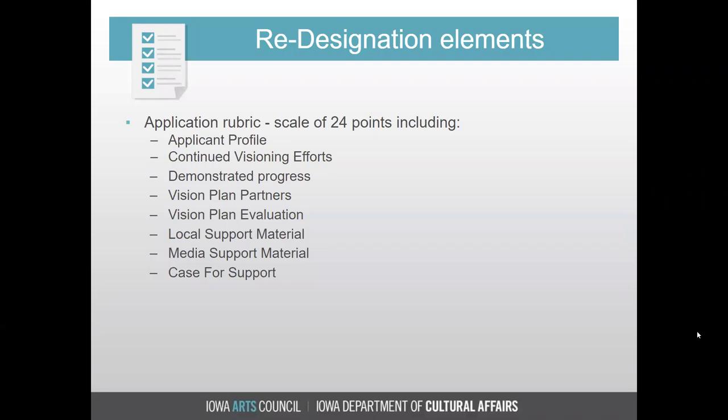And for those attending today's call who are seeking redesignation, just a point of clarification. There is a separate scoring rubric below the new designation scoring rubric on the same guidelines page. Although it's very similar, elements of this rubric for redesignation ask the applicant to demonstrate their ability to actively steward the designation, as well as demonstrated progress in visioning activities and project implementation efforts. So the new designation application will be a total of 30 points, and the redesignation application will be a total of 24 points.